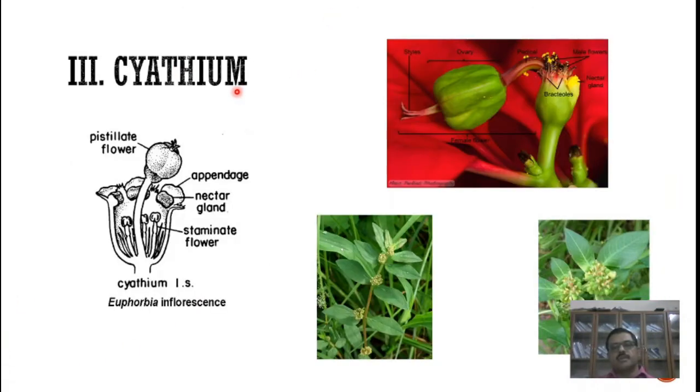The third type is CYATHIUM, and CYATHIUM inflorescence is a characteristic of Euphorbia.